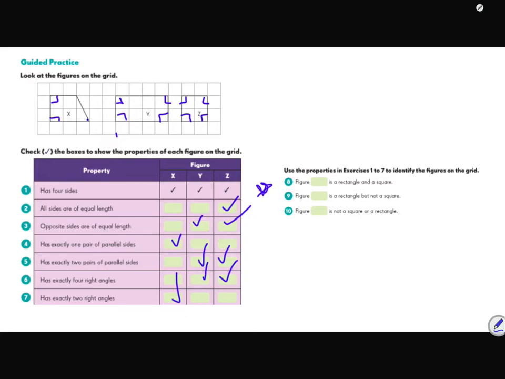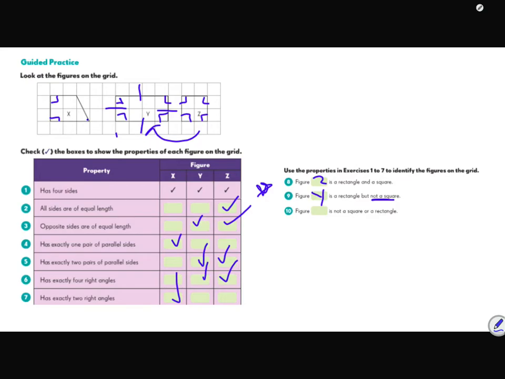And then it says number 8, figure blank is a rectangle and a square. So let's see which one is both a rectangle and a square. I'm going to look right here at my checklist, and I can see that Z is a rectangle and a square because Z has opposite sides that are equal. So does Y. But remember that a square can be a rectangle, but a rectangle can't be a square because a rectangle has opposite sides equal. So figure Y is a rectangle, but it's not a square because remember, a square has to have 4 equal sides, which Y does not.